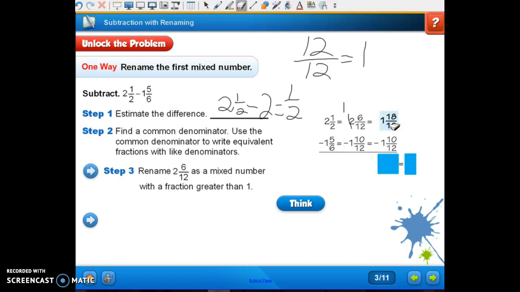So we took 1 away from our whole number. We made that into the fraction 12/12, and we added 12/12 to the 6/12 we already had to give us 18/12. Now we can subtract. What is 18/12 minus 10/12? 8/12. And 1 whole minus 1 whole? 0. Then what are we going to do? Simplify. What number can we divide evenly into both of those? 4. So 2/3.